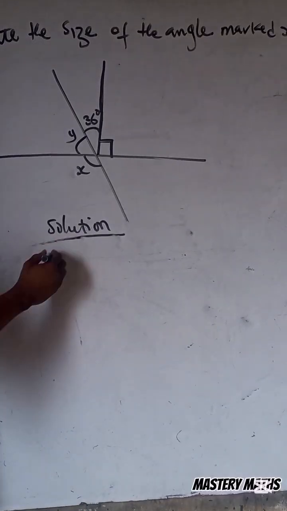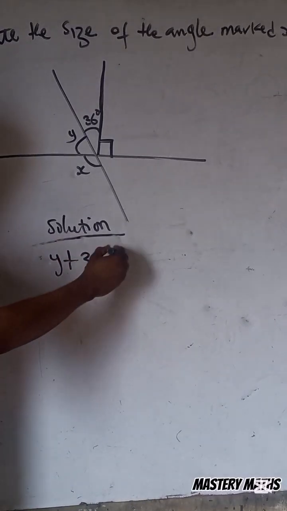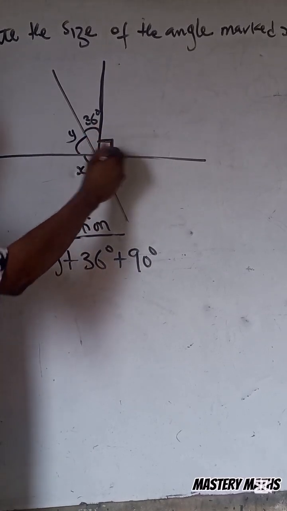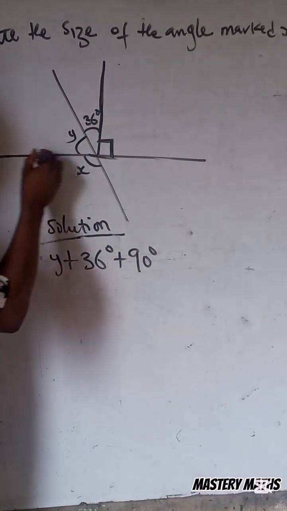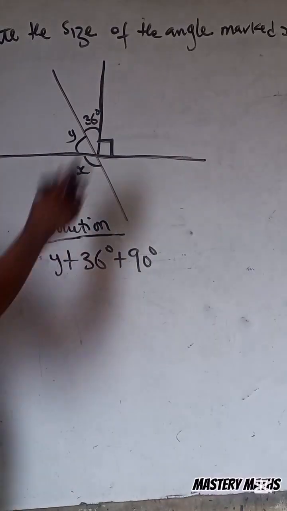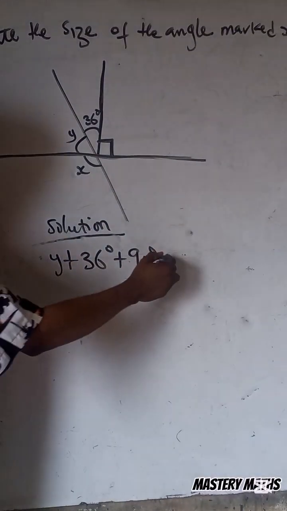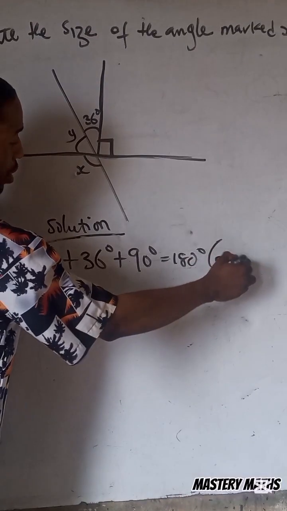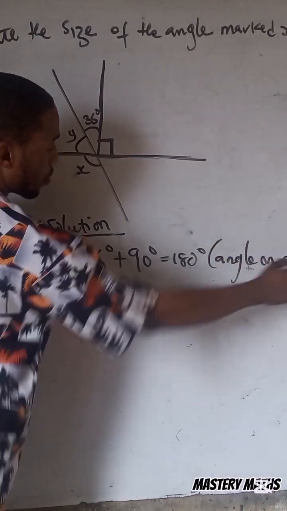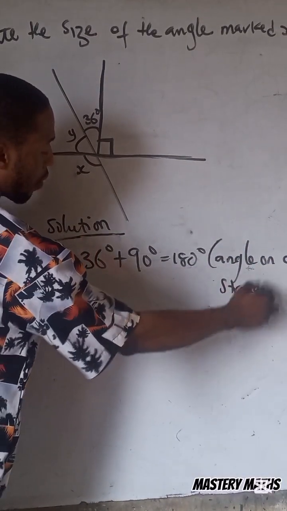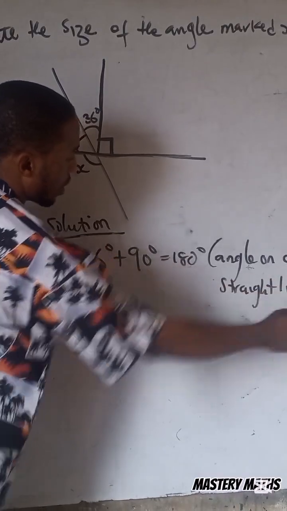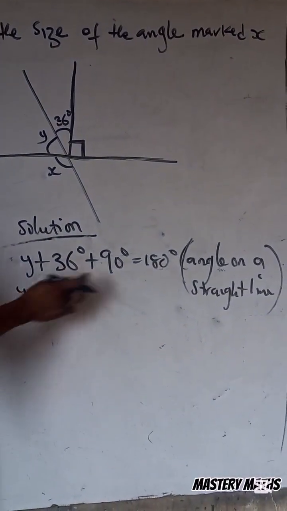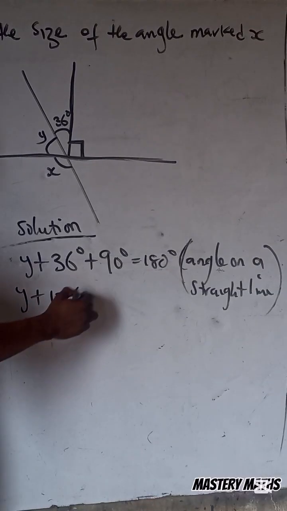The solution will be Y plus 36 degrees plus 90 degrees. I told you this angle means 90 degrees. That's the meaning of this angle. So it equals 180. Now what will be the quote? Angle on a straight line. Watch, the angle is on a straight line. So it will be Y plus, this will give us 126 degrees.